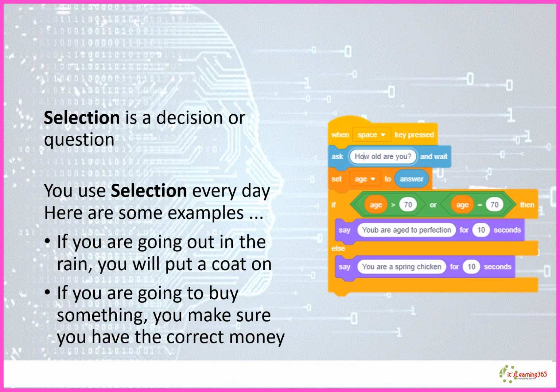So selection is just a decision or a question that's asked in the code, and then based on the answer to that question or based on the decision, certain bits of code will be executed and other bits of code will be skipped. We use selection every single day to help us make decisions. For example, if you're going out and it's raining, you'll decide to put on a coat. You've made a decision and you've selected to do something. If you're going to go and buy something from the shop, you make sure you've got the correct money. You've made a decision that you're going to do something, and then you've selected a course of action that allows you to do it.